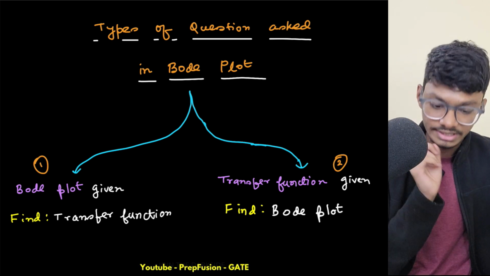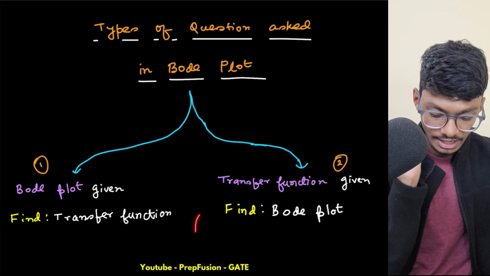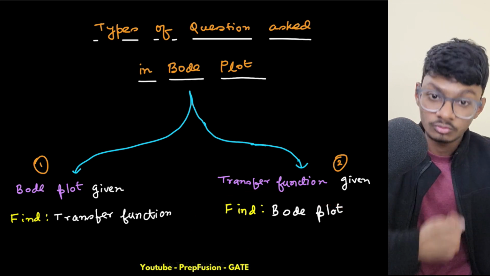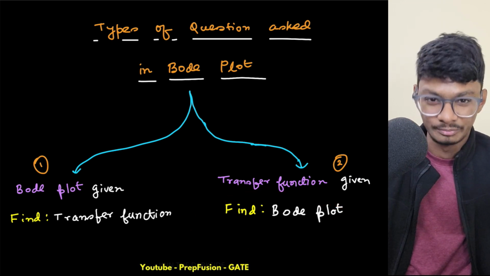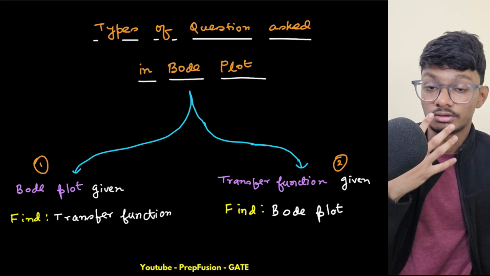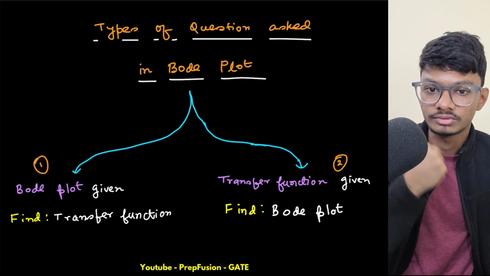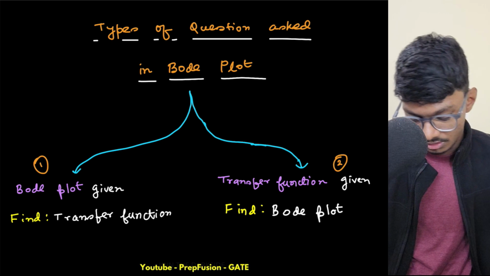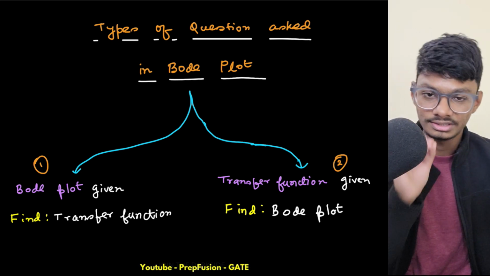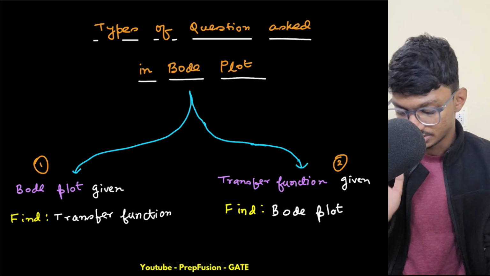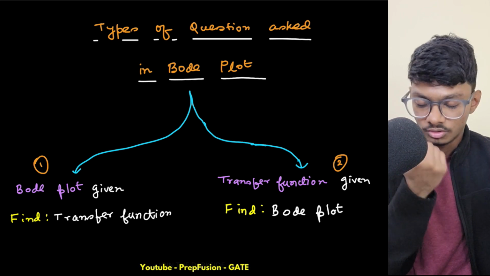What is the second type? The second type is that the transfer function is given and you have to find the Bode plot. That is what we have been doing until now, for a few basic examples. Obviously we'll do difficult examples also, and from there our concepts will get crisper and clearer. What is the weightage of these two? Obviously there are a few miscellaneous topics, I'm not talking about them.